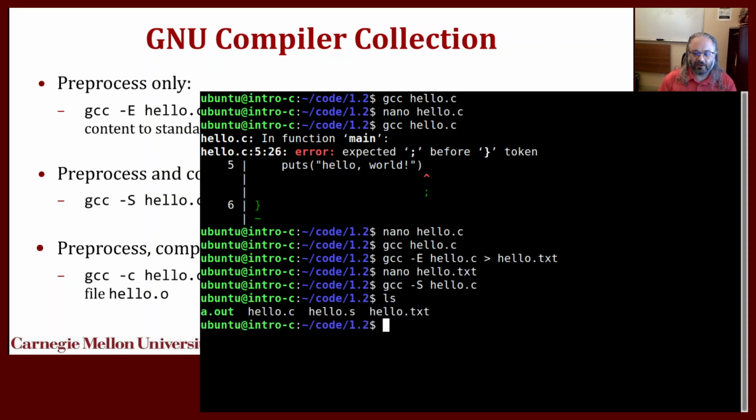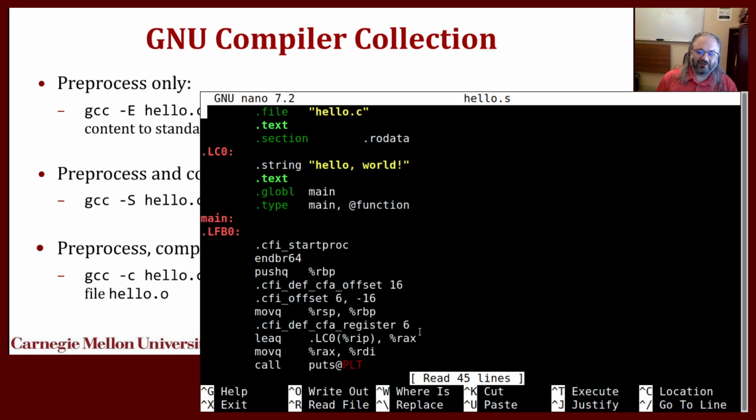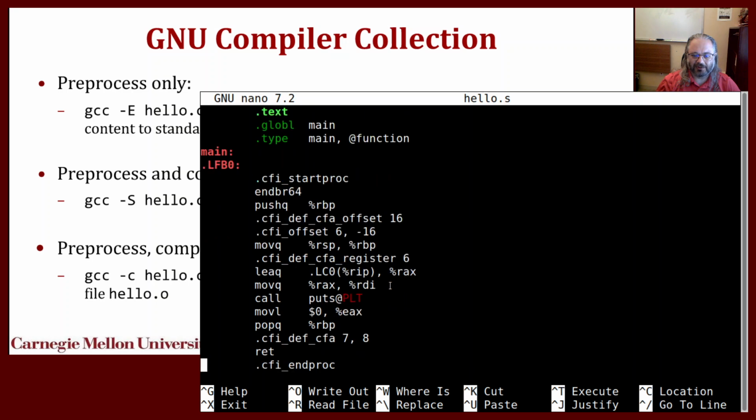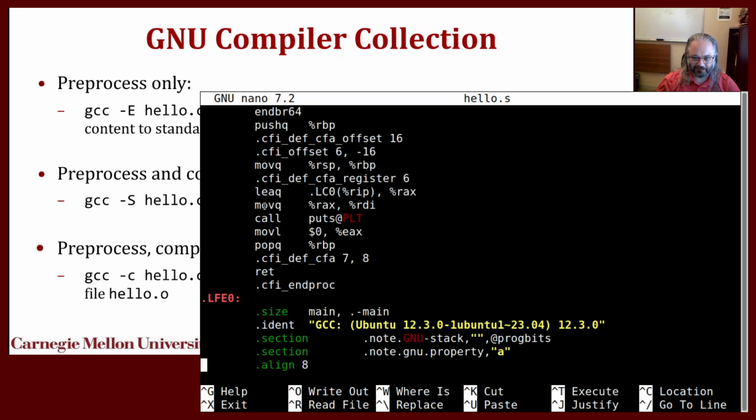And now if we look, we'll see we have a new file, hello.s. We can look at hello.s, and we can see this is actually assembly code. If you've never looked at assembly code before, don't worry about what's actually here, but essentially this is just what assembly language code looks like: instruction and arguments.